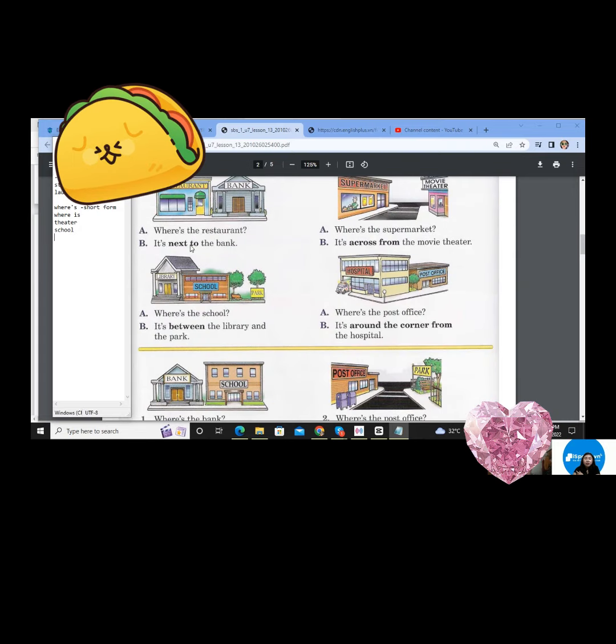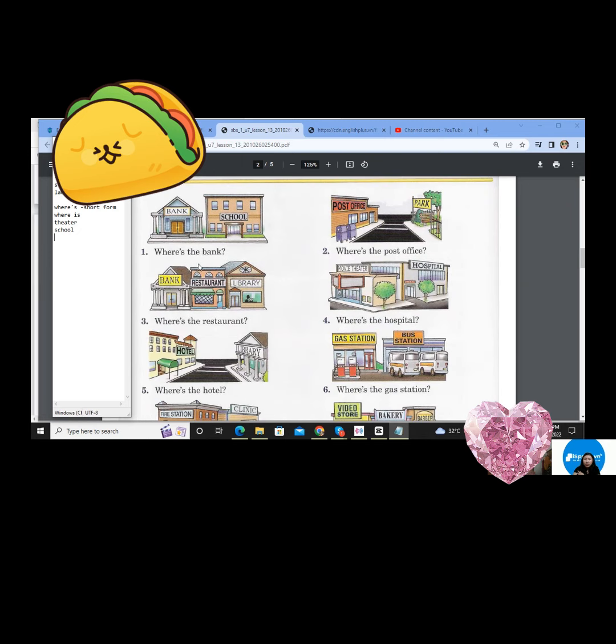Okay, again, we're going to have a review. Next to. There is a road here, this is across from. This one, library, school, and park, the school is between. Here we have the hospital and the post office, it's around the corner from the hospital. Okay, so here, where's the bank? The bank is next to school. Okay, very good.